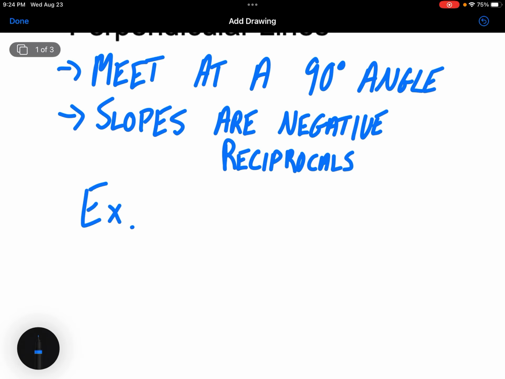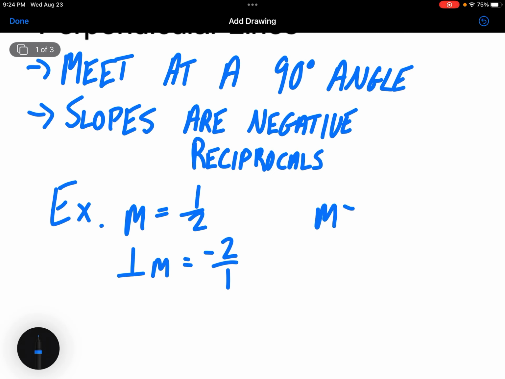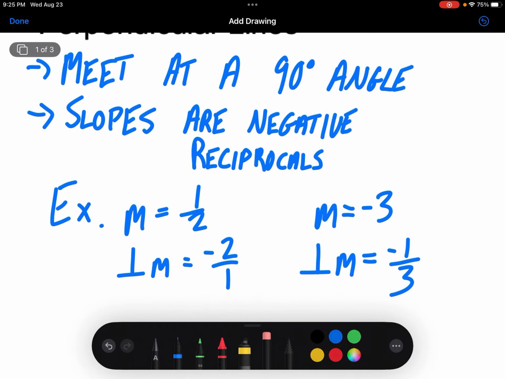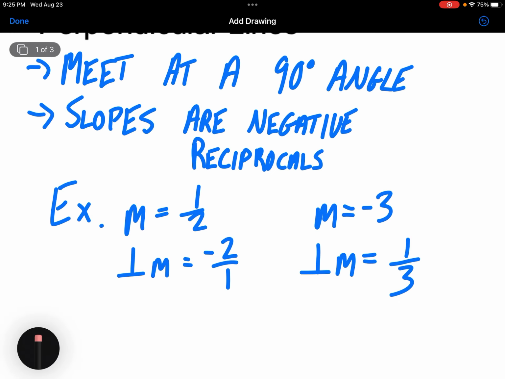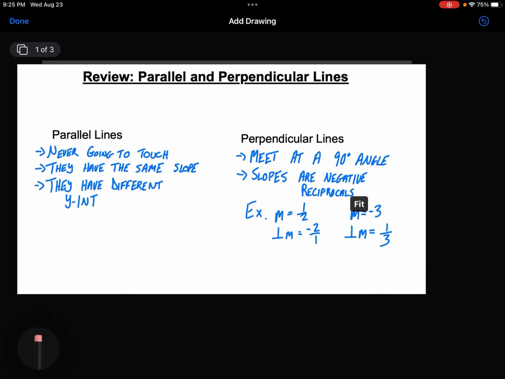So when we're looking at something like that, an example of a negative reciprocal would be if we had a slope of 1/2, the perpendicular slope would be equal to -2/1. Or if we had a slope of 3, the perpendicular slope would be -1/3. We flip the fraction and we change the sign. If it was negative here, then we would have a positive here. As long as the signs are different in both cases, that gives us the negative reciprocal.